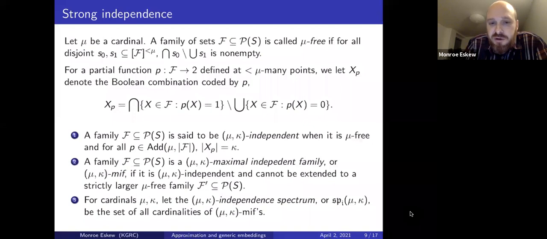So there's at least going to be some, not necessarily a subfamily, but like there's some subset of the background set where you can intersect a subfamily of this original family with that. I mean, pointwise, and then you'll get something that's maximal. That's mu kappa MIF, according to this definition. So, right.